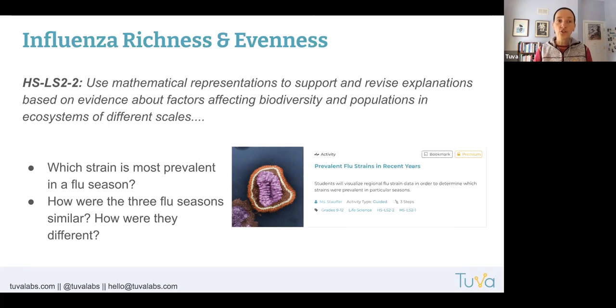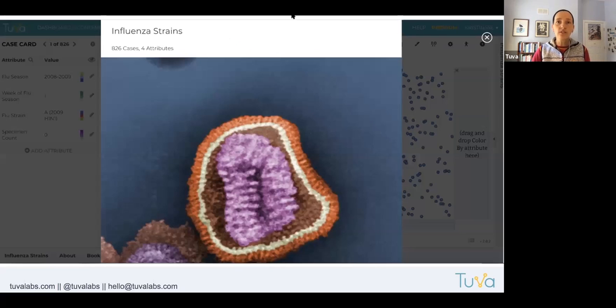Things like which strain is the most prevalent in a given flu season, or how are different flu seasons similar? How are they different? So we're going to explore some questions with the data that you can do in the prevalent flu strains in recent years activities. And we'll be using this data set.